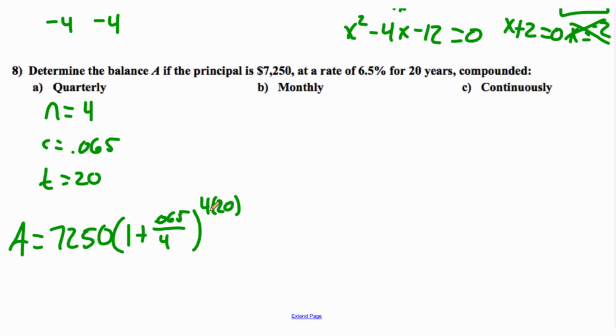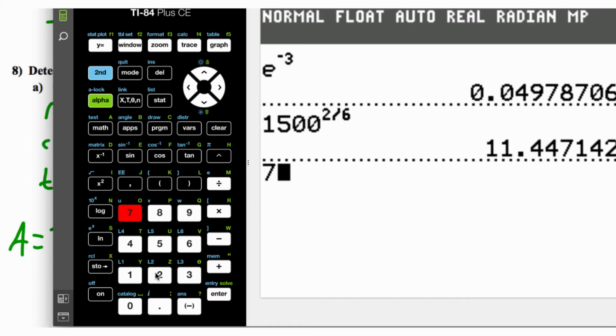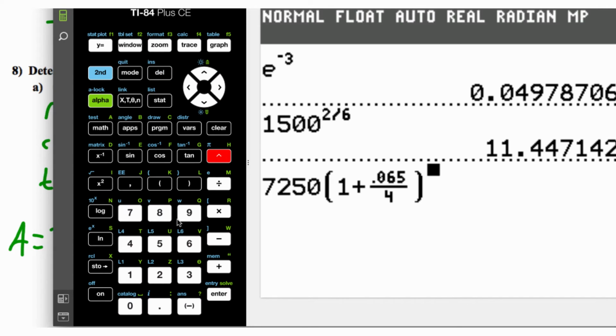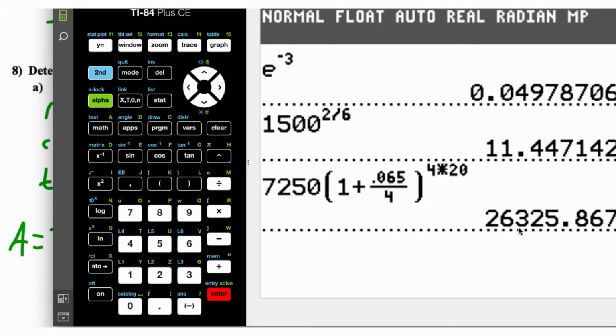Now I'm going to grab my calculator to type all of this in. So our P value was 7,250 times 1 plus r, which is 0.065, over our n value of 4. We'll close off these parentheses, and then we have to raise this to the power of 4 times 20. And when we do all that, we should end up with $26,325.87 if we round that to 2 decimals.